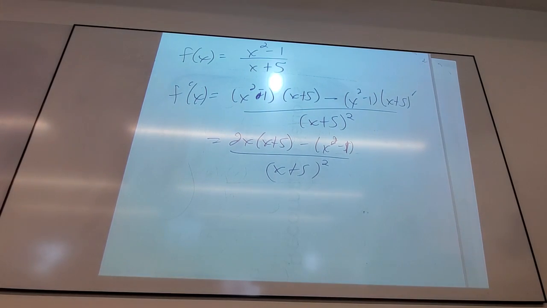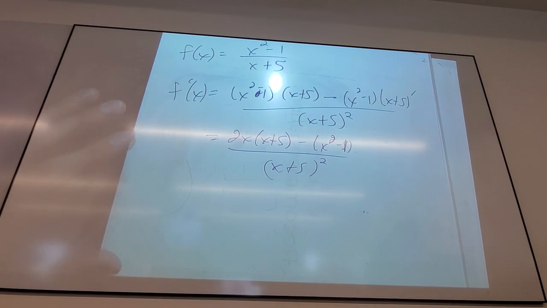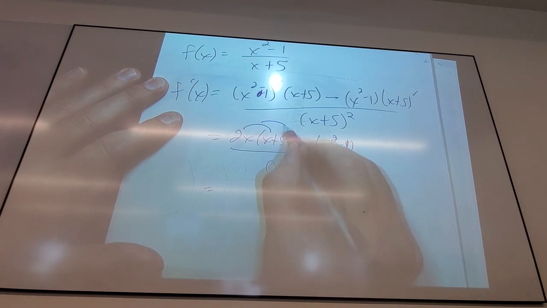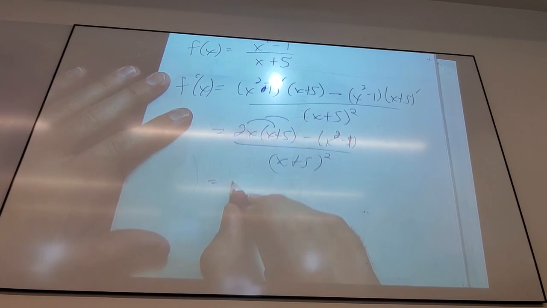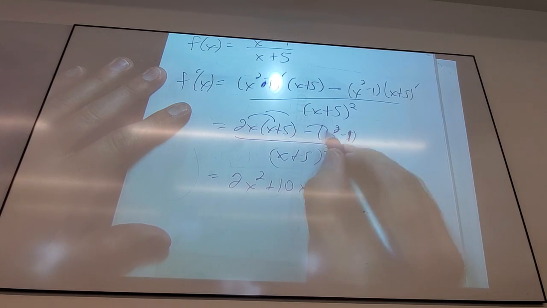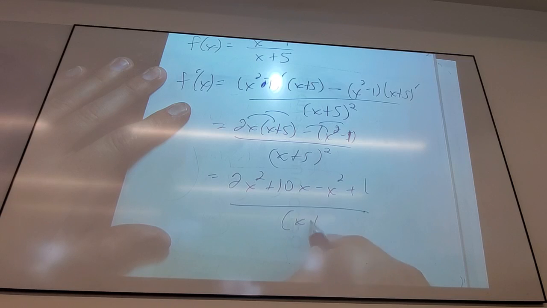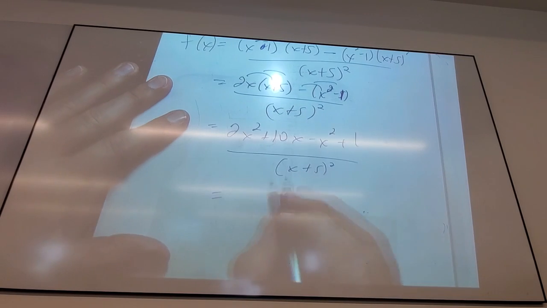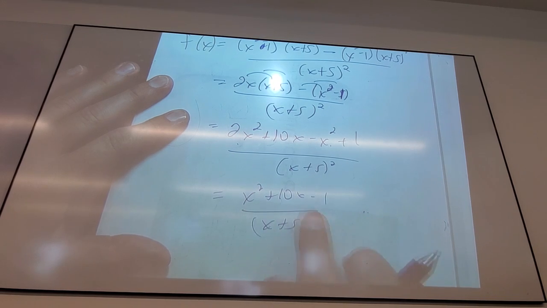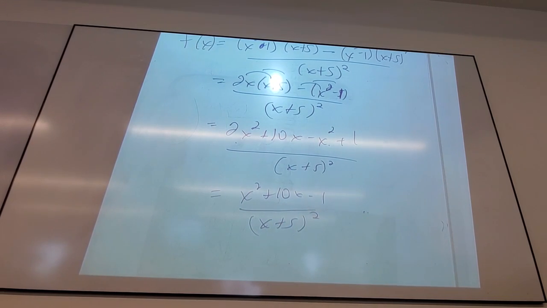So you get 2x plus x minus x squared plus 1. So then I get x squared plus 10x minus 1. And you do have to check to see if it'll factor, but that won't factor, right?